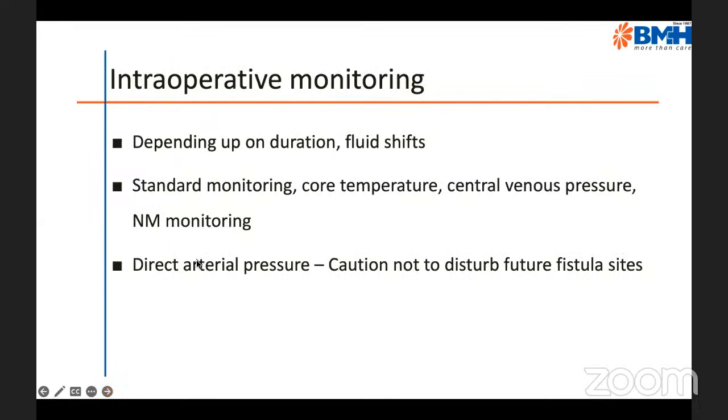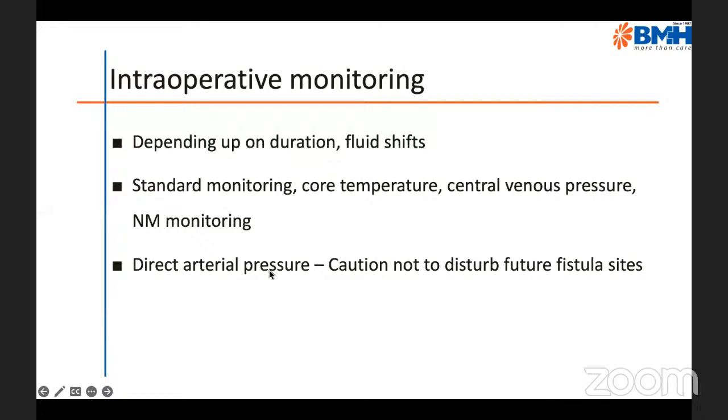So coming to intraoperative monitoring, it depends on the duration of surgery and how severe a fluid shift you are anticipating in the intraoperative period. You have to have the standard monitoring, and because the patient is more prone to hypothermia, you need core temperature monitoring, central venous pressure monitoring for major procedures, and neuromuscular monitoring to safely reverse the patient.